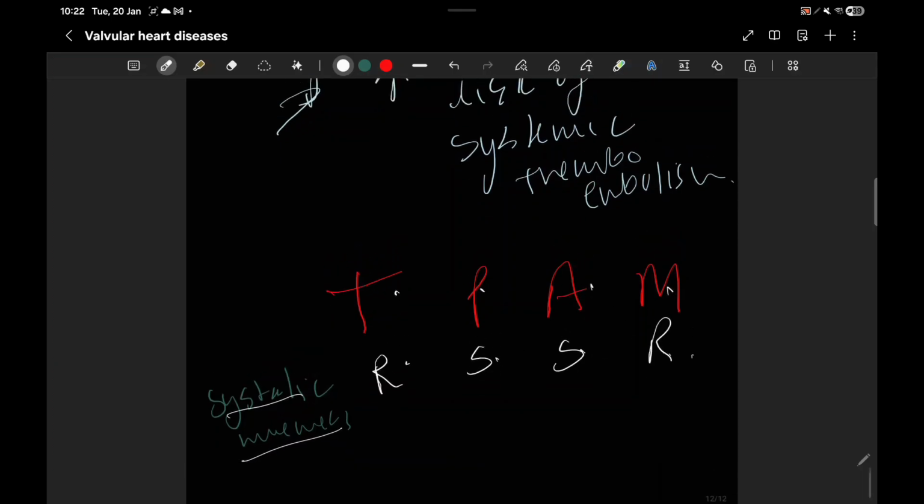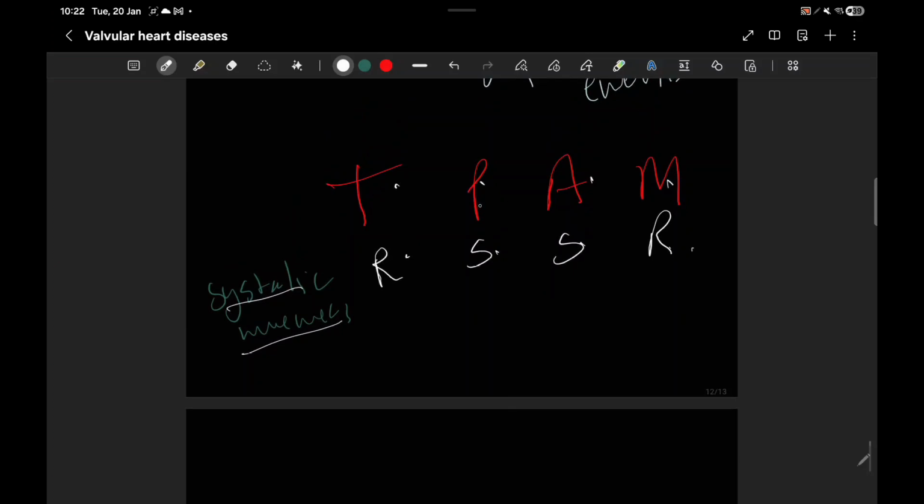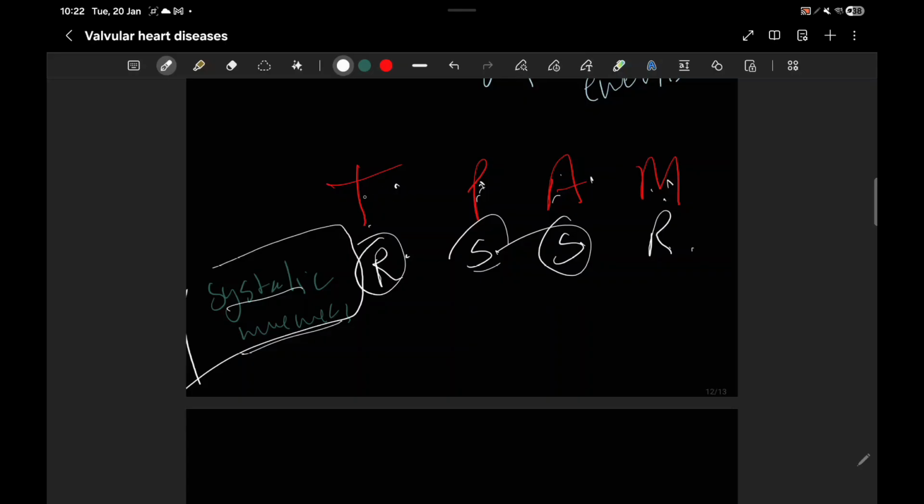Basically, in systole, what closes? Both the tricuspid and mitral valves, S1, right? And the pulmonic and aortic valves open. So when does a systolic murmur happen? When there is stenosis of the pulmonic and aortic valves, and when there is backflow from a problem like tricuspid regurgitation and mitral regurgitation. So just remember TPAM and RSSR.